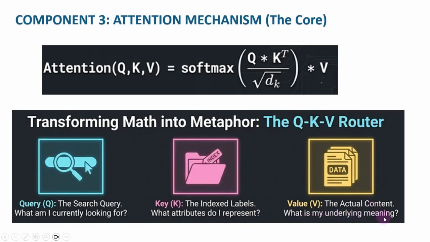For example, if you query books about transformers, the search engine compares your query against the keys, book titles. The ones with the highest similarity get the most attention, and you retrieve the values, the actual book content, weighted by those similarities. In our code, we compute Q, K, and V by multiplying the input by 3 different weight matrices, W_Q, W_K, W_V. These weights are learned during training.